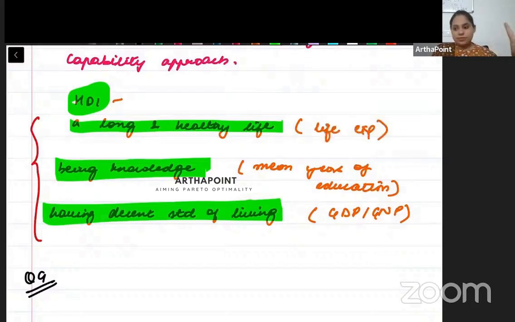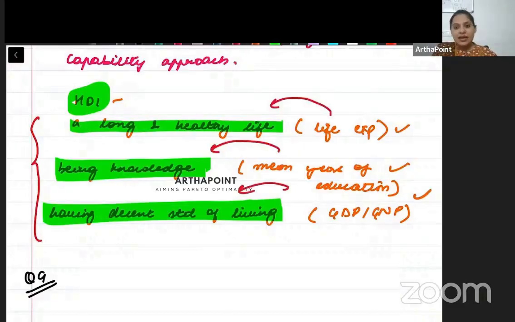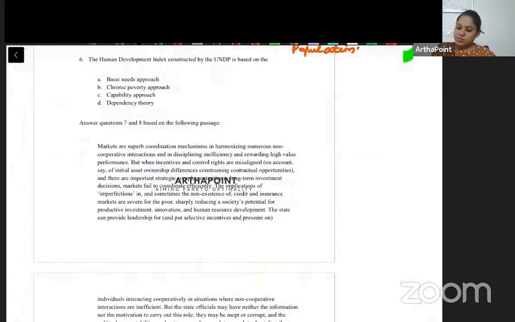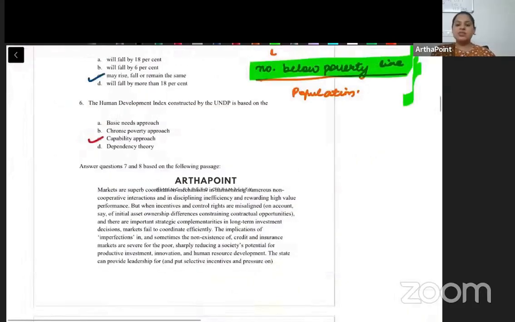Mean years of schooling and GDP or GNP. These three things help you to calculate Human Development Index. So, can I link these three things to capabilities? I can. So this HDI is actually based on the capability approach given by Amartya Sen. So answer to this will be C. It's based on the capability approach.